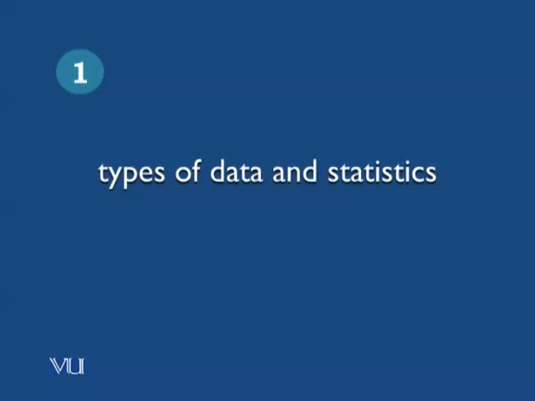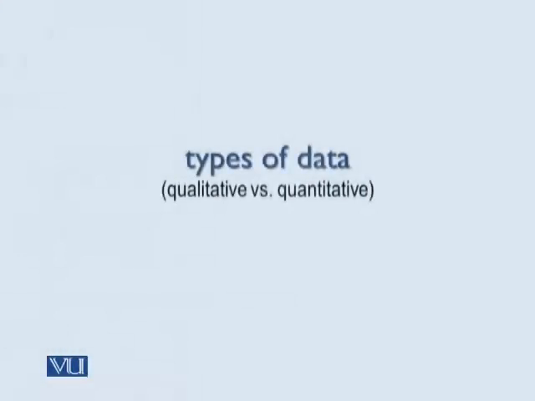We begin with the first part, which is going to deal with types of data and types of statistics, because we need specific types of statistics to deal with specific types of data. We'll be seeing that not all kinds of statistics are applicable for all data types. So we need to be very careful here.